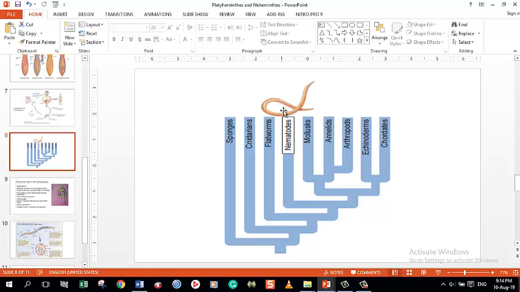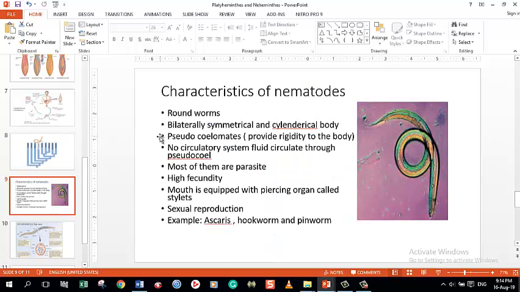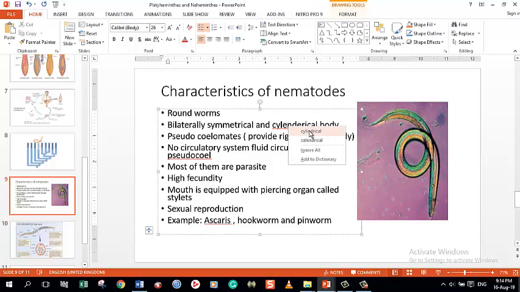So now we are going to look at the nemathelminthes, or the nematodes. A typical example of a nematode is Ascaris. This group of animals has quite unique characters that are slightly different from the platyhelminthes. These are nemathelminthes, also known as roundworms. The body is round and solid. They are bilaterally symmetrical, and they have a cylindrical body. They have a pseudocoelom.